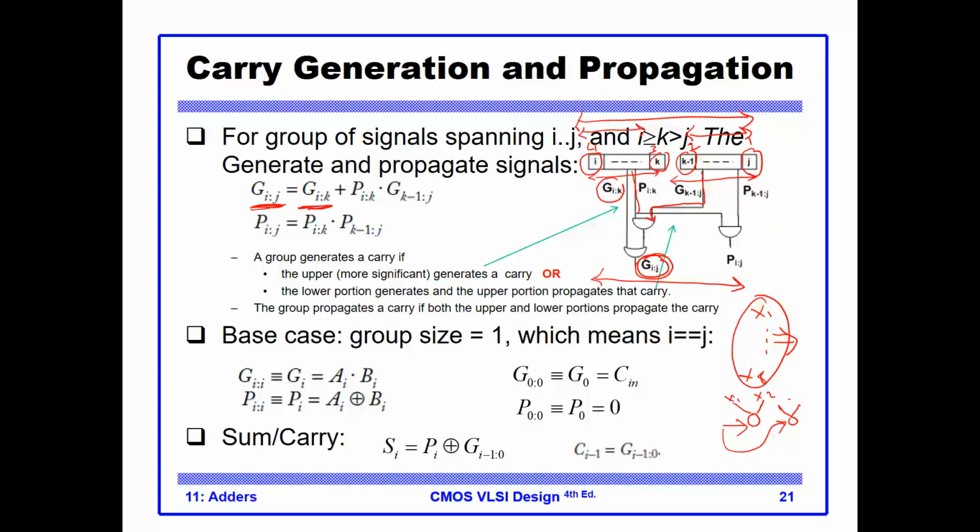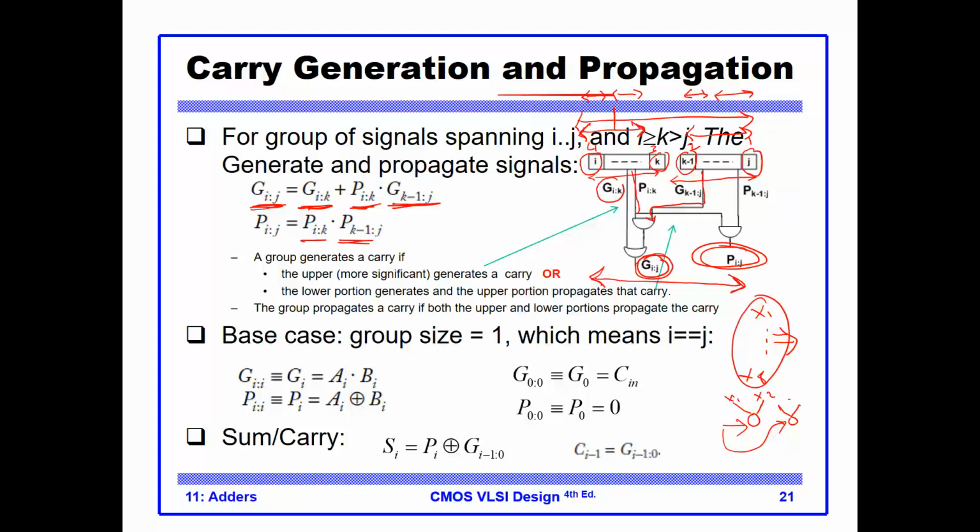Here in the formula, the group generate from bit I to J equals the group generate from I to K, or the group generate from K minus 1 to J ANDed with P, the group propagate from bit I all the way to K. And you can generate the group propagate for the entire range by ANDing the group propagate for the ranges I to K and K minus 1 to J. Basically, again, I want to stress that we are decomposing the expression of a large range of bits into smaller ones, and I can keep doing this, exactly like I can do for a binary tree.